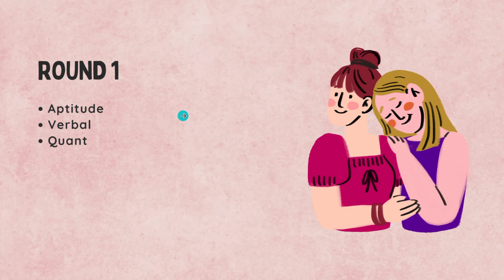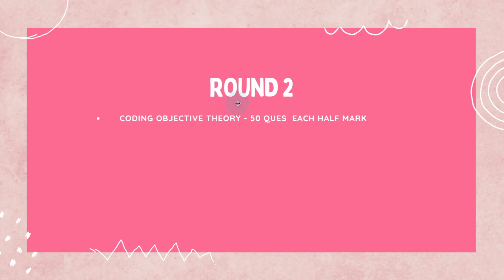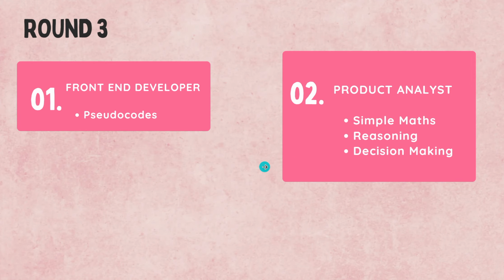Round 1, I have already given the information about all the rounds in my previous video. I'm just giving you a little bit of information. Round 1 is aptitude, verbal and quant questions. Round 2 is theory objective coding questions. That means you have to choose the options, you need not code anything. 50 questions, each half mark, and every round is an elimination round, so you should be very careful.